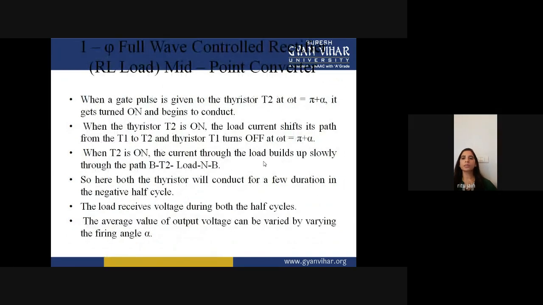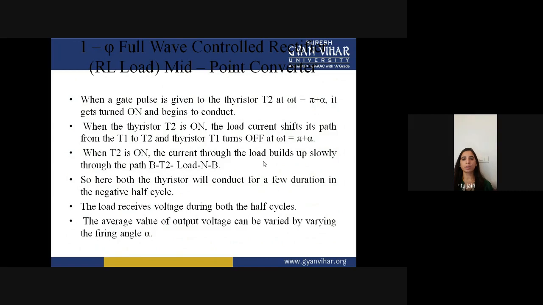So when a gate pulse is given to the thyristor T2 at omega t equal to pi plus alpha, then this thyristor will start to conduct and it will get turned on. When T2 is turned on, the load current shifts its path from T1 to T2, and T1 gets turned off at pi plus alpha.